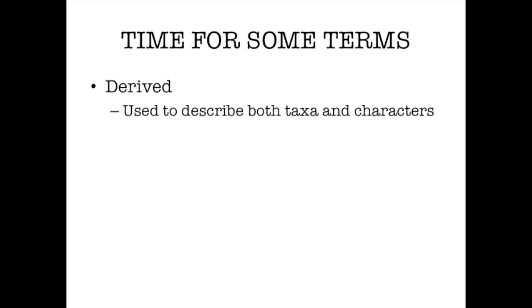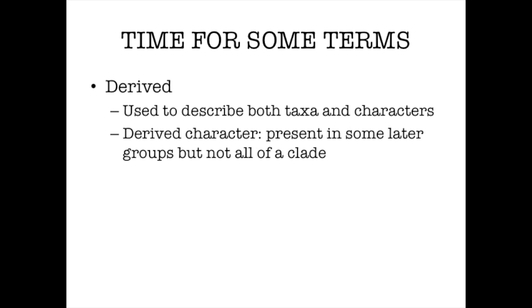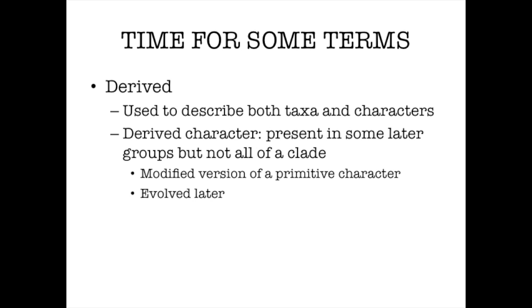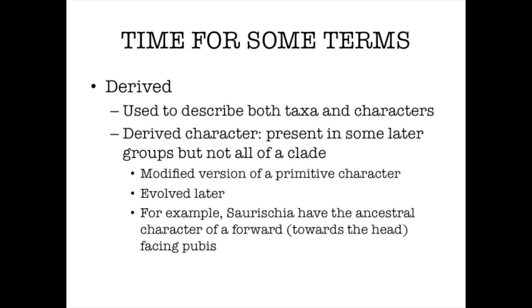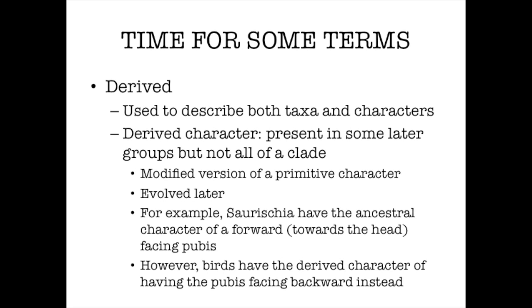Now, derived is a term that can be used to describe both taxa and characters. A derived character is present in some later groups of a clade, but not all. It is typically a modified version of a primitive character, and it evolved much later than the ancestor of that clade. For example, Saurischia have the ancestral character of a forward-facing pubis, pointing towards the head. However, in birds, a derived group of Saurischians, the pubis points backwards, which is a derived trait.